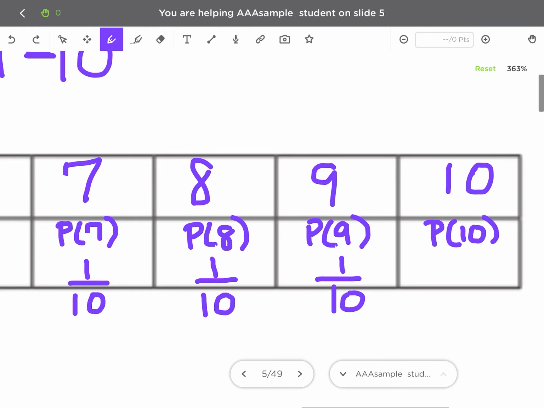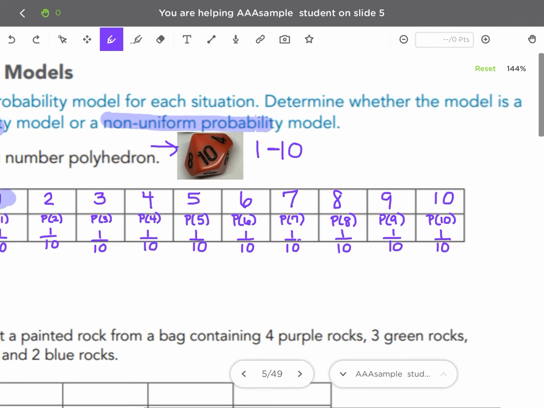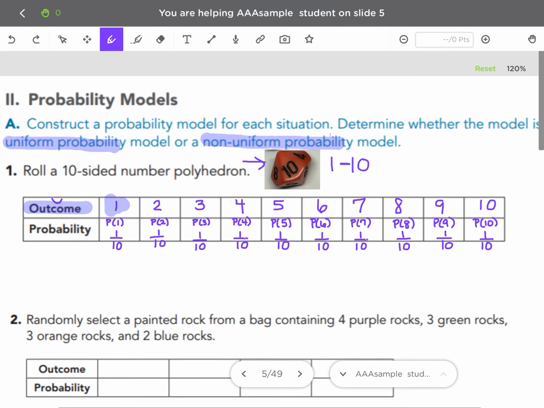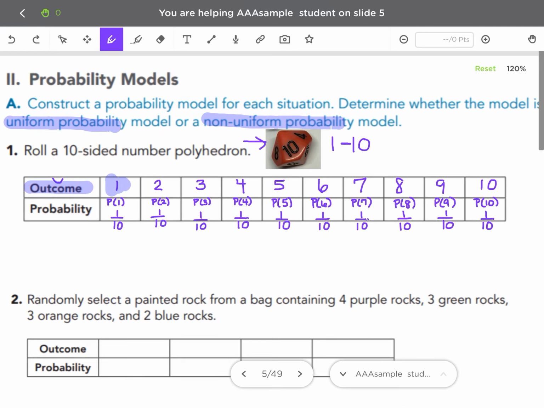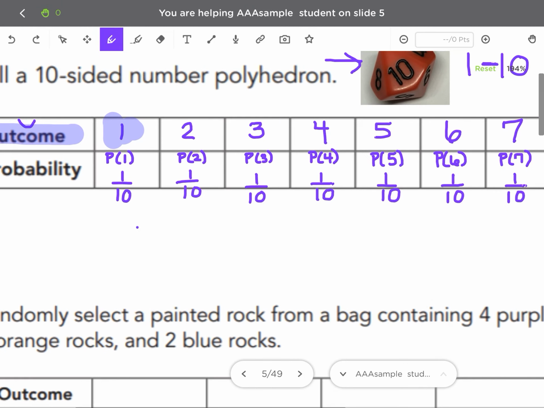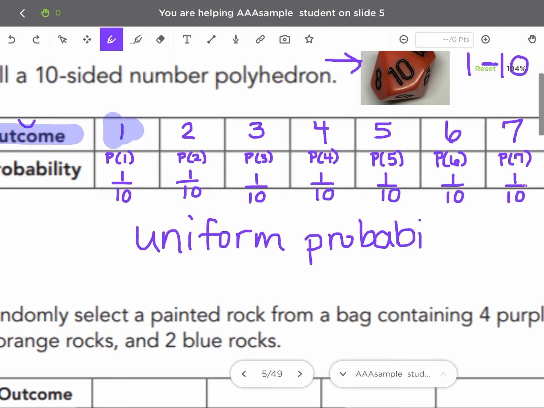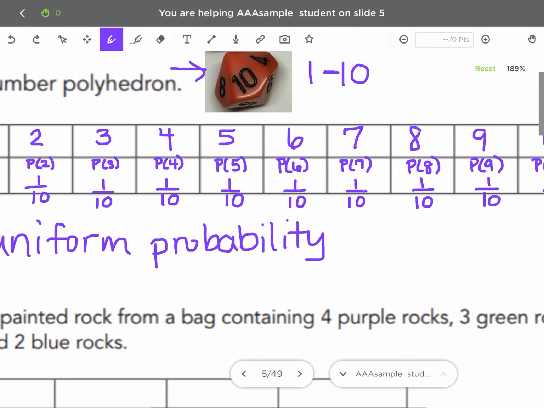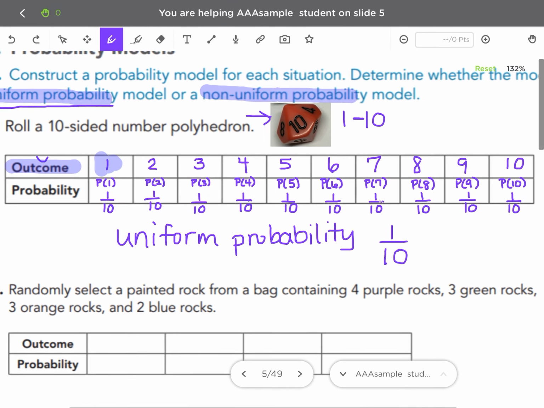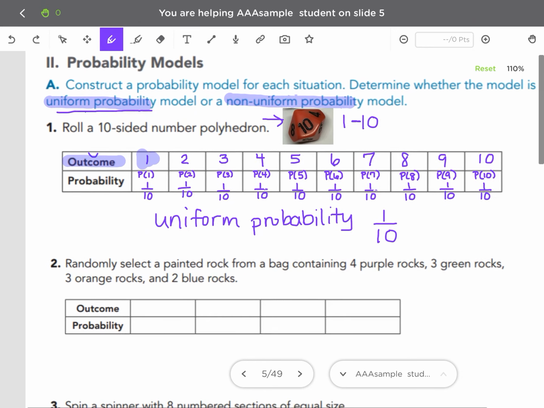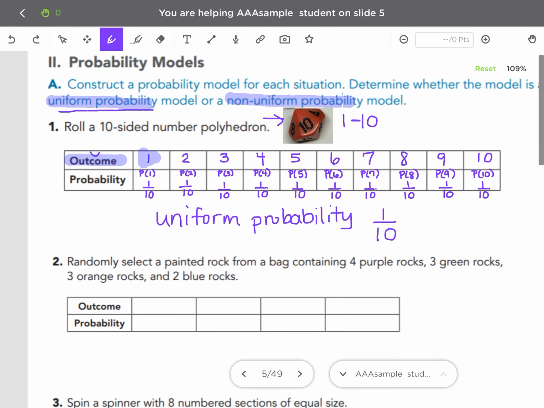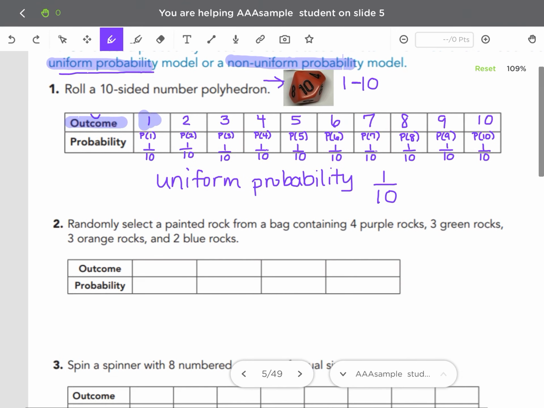Now, because all of these are 1/10, there's an equal likelihood of getting any of the numbers. We call that a uniform probability, because they all had a probability of 1/10. So that's an example of a uniform probability in that first example.